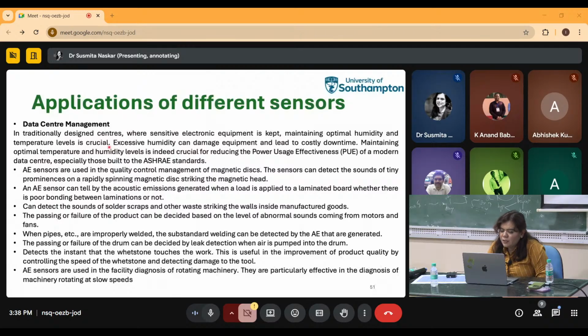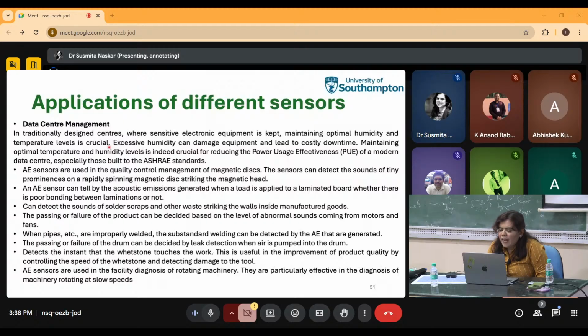And they are mainly applicable, whereas the previous one we were talking about, the humidity and temperature sensor, this one is more for the acoustic sensor. And then these acoustic sensors are also very good in quality control. So AE sensors are widely used in quality control to monitor the health of the magnetic discs or other kinds of components. They can actually detect irregularities such as solder scraps or any kind of poor bonding, laminations, or any abnormal sounds in the motors or fans. So they indicate potential issues.